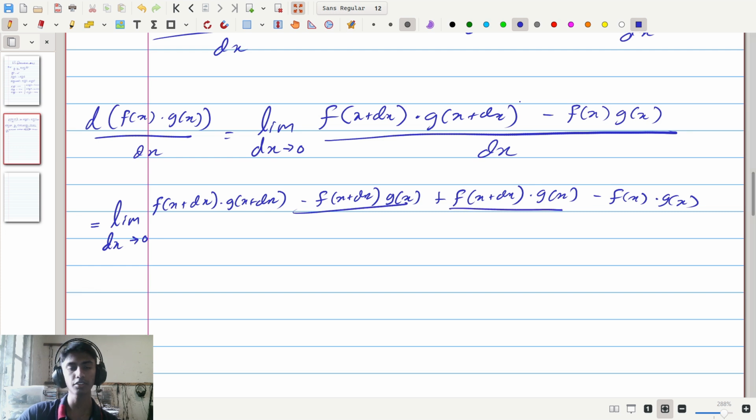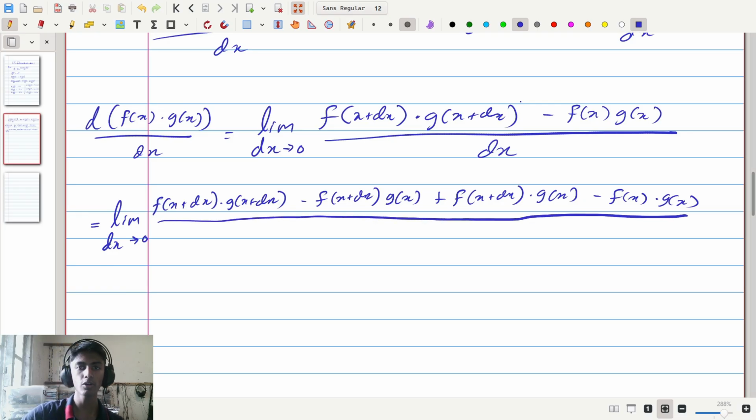Adding and subtracting the same term does nothing. So here we have the same exact expression we had earlier. It's just that now we have added and subtracted a term that wasn't there before. Still, the numerical value of this thing is going to be the same. It's just that we have added and removed something. And then this whole thing needs to then be divided by dx.